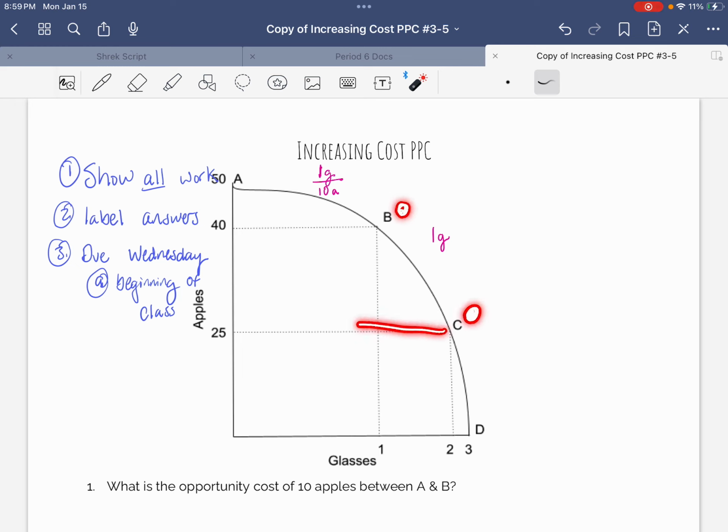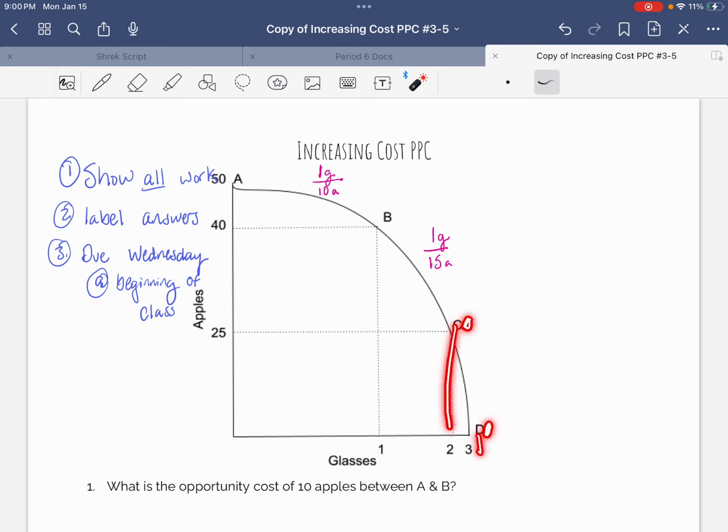B and C, we go back over because we got to find the apples number. There's 40 minus 25 apples within this B to C. 40 minus 25 is 15 apples. And then we go down to C to D.